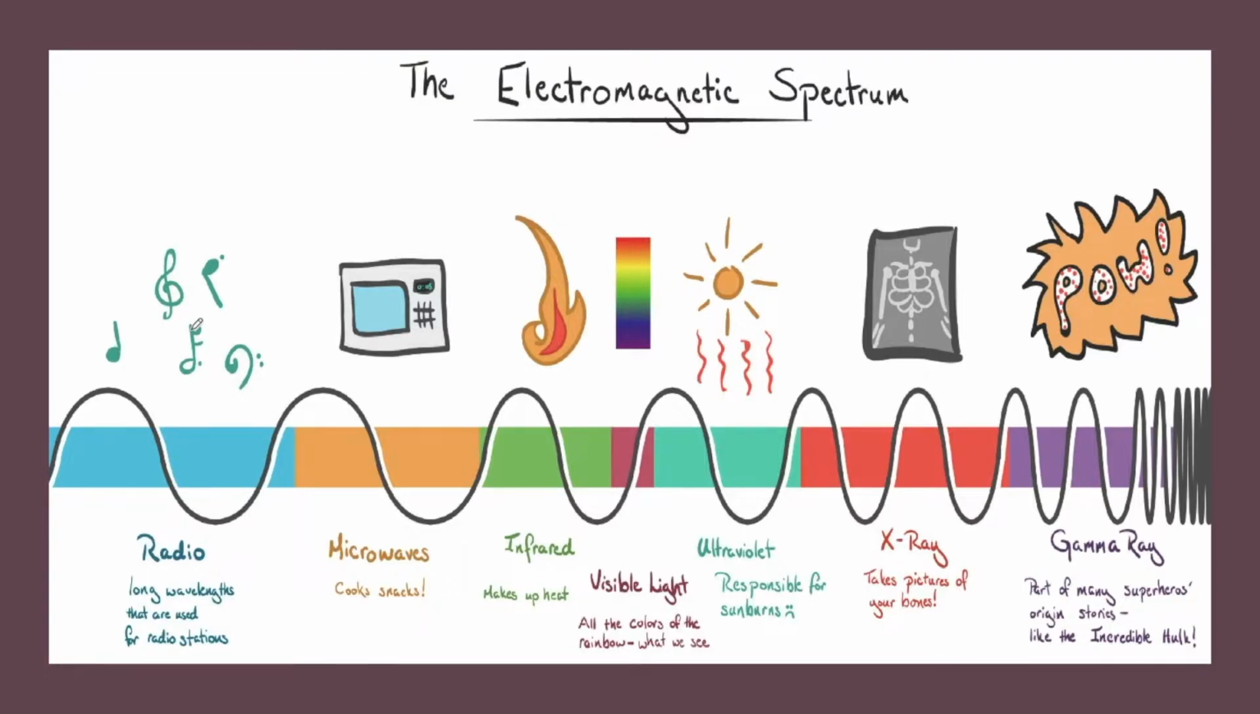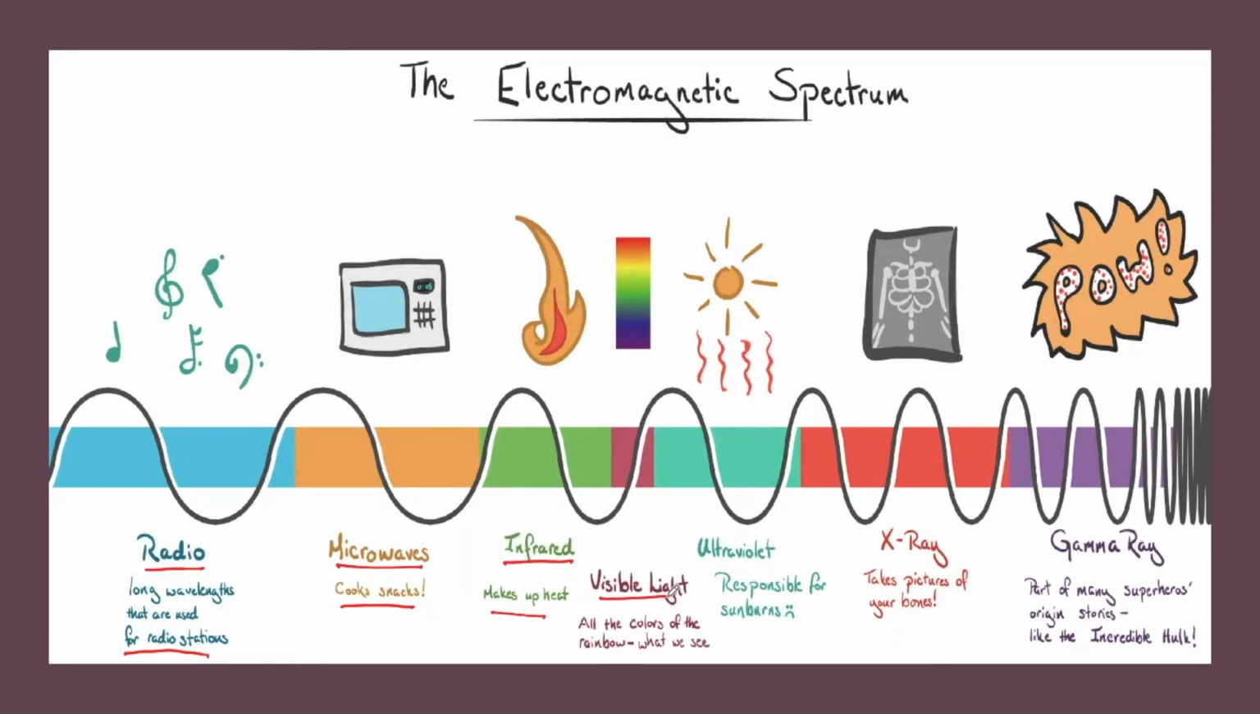So let's see how these electromagnetic radiations in the electromagnetic spectrum can be visualized in our daily tasks. First of all, we have the radio waves. Being longer in wavelength, they are generally used for radio stations. Microwaves are used for cooking snacks, as we have microwave ovens at home which we use for cooking purposes. We have the infrared radiations, which make up heat.